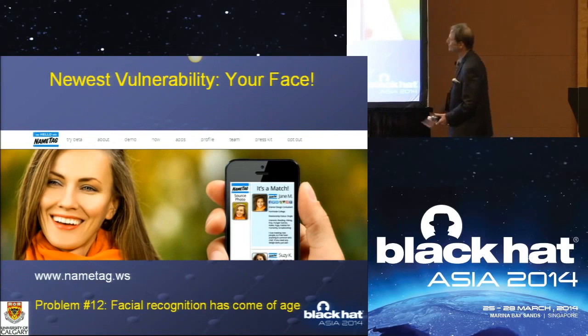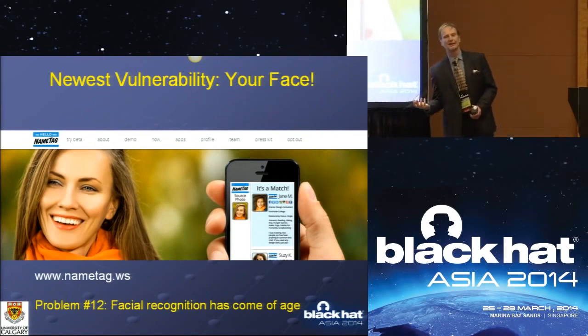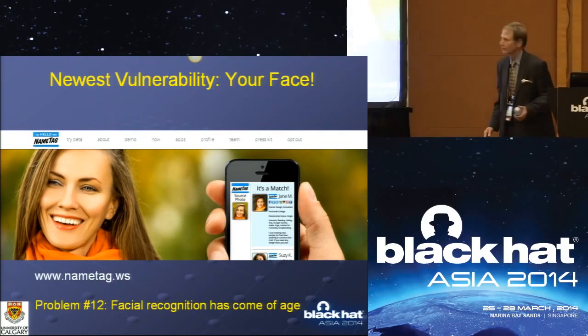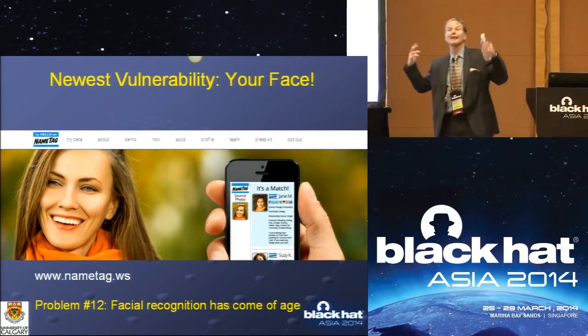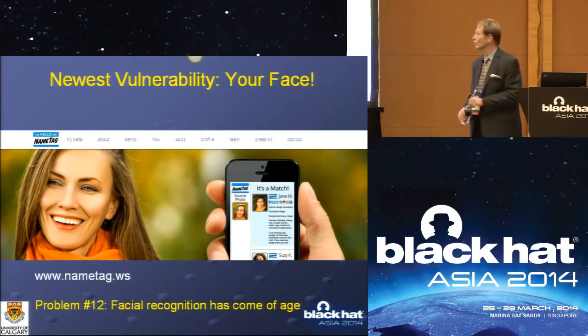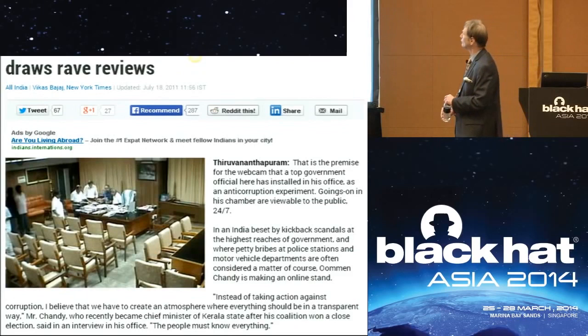nametag.ws where you point your cell phone at somebody, you click it, and it looks them up in various databases. Right now, the only one that they have is the sex offender database, so you'll know if she's a sex offender or not. But in the future, if they had Facebook in there, now that would make it pretty powerful. So what I'm suggesting is that your face is actually becoming quite a vulnerability.